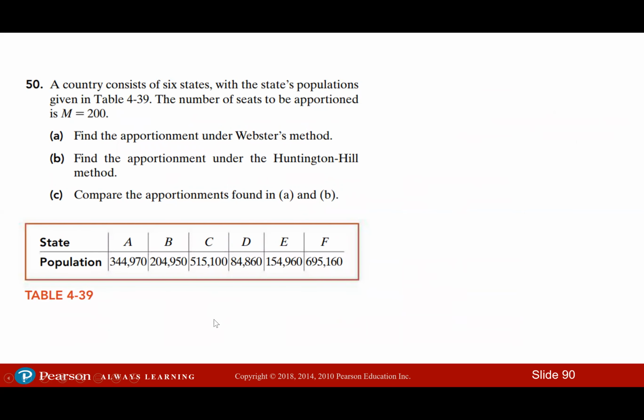That's what we have. And 50. The country consists of 6 states. There it is, 1, 2, 3, 4, 5, 6. Populations are given. And there are 200 seats. This is where we're going to do the whole entire piece right here. So find the apportionment under Webster, then find the apportionment under Huntington-Hill. Compare them. So take the time right now if you need to. Pause the video if you have to. Try it yourself first, then come back to the video.